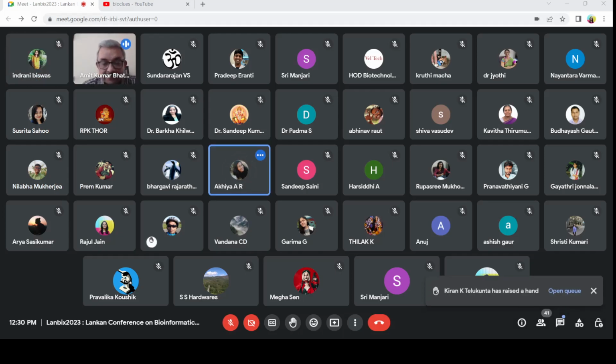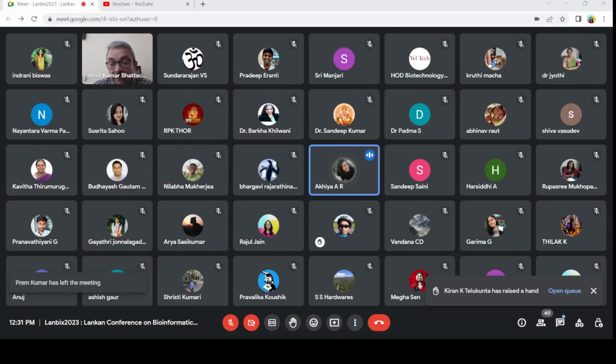Hello, sir. Sir, I'm Akhya and I'm currently a trainee at CSIR IGIB. I saw a slide where you mentioned the watershed algorithm for image segmentation. Can you say why you chose that particular algorithm for segmentation? No, I'm originally a biology person, not from this background. Actually, I am using UNET for image segmentation, so I have not worked on watershed. Why did you choose watershed rather than a deep learning algorithm?